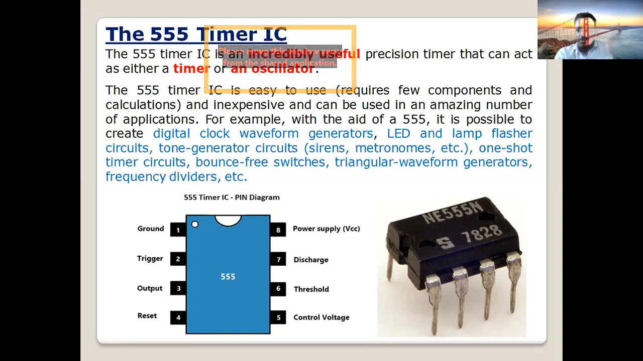We need only a few additional components to use our timer as a precision timer, as an oscillator. We can use it for automatic control systems. It's an incredibly useful precision timer, this device. So it's very important to know this timer, the 555 timer.